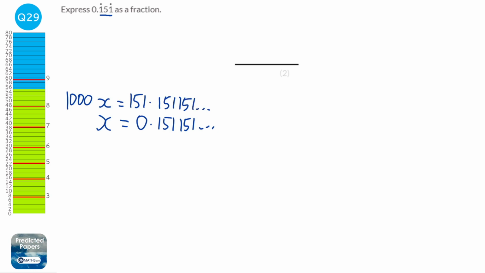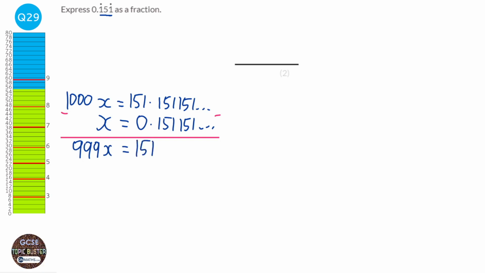151.151.151, blah, blah, blah. What we're going to do now is we're going to subtract going downwards. So 1,000x take away x would be 999x. And then 151.151.151, etc. Take away 0.151151, etc. will just be 151.